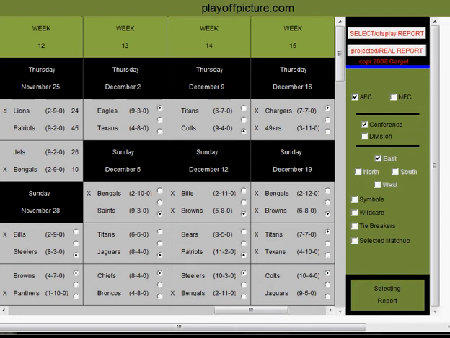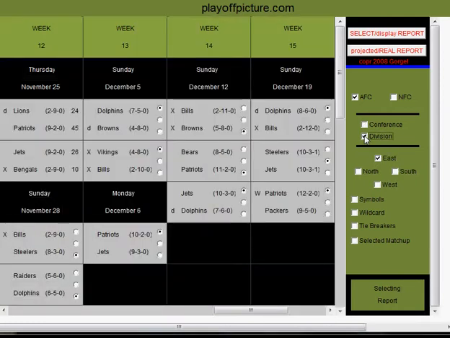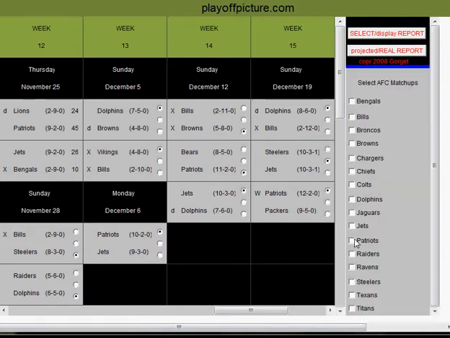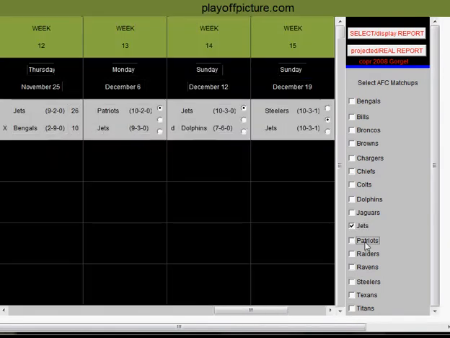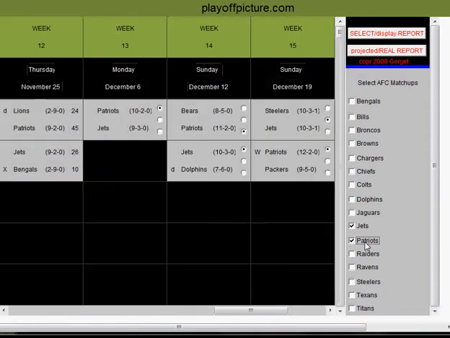This is the app at playoffpicture.com. To look at the Jets-Patriots game, we first want to set the conference to AFC. We could set the division to AFC East, but since we're only interested in the Jets and the Patriots, we're going to use the selected matchup feature. We select the Jets and Patriots, and then we only have their games in the game grid.